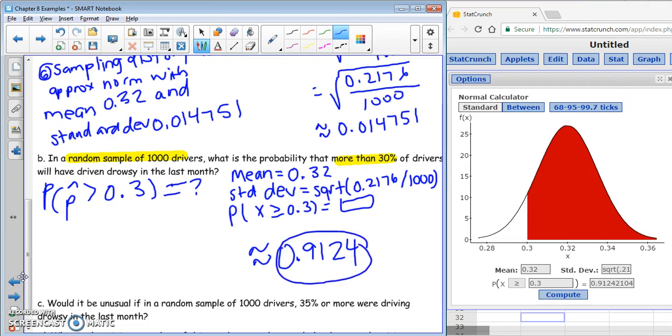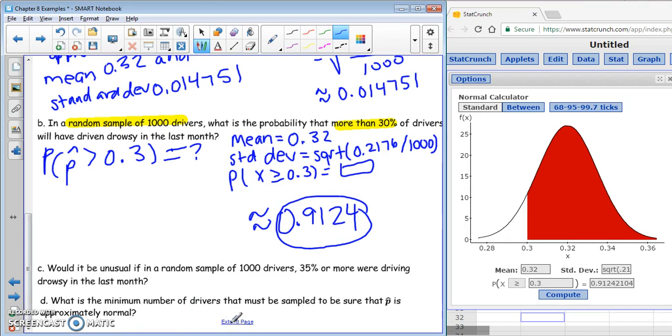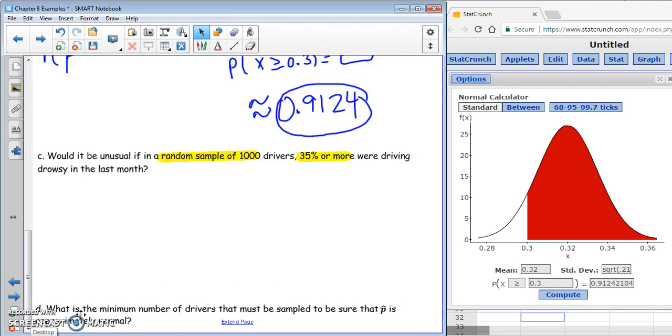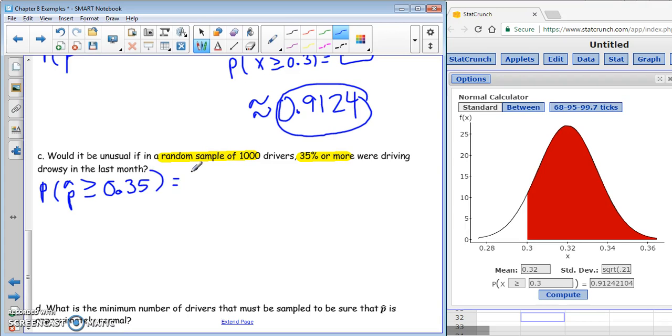And then part C, we want to know, would it be unusual if in a random sample of 1,000, so same sample size here, 35% or more were driving drowsy in the last month? So same mean, same standard deviation. Just one extra component here. So we have the probability that p hat is greater than or equal to 0.35 is what we're looking for.